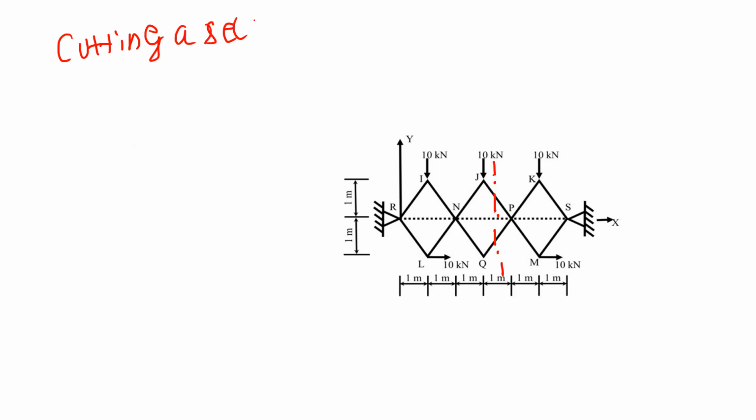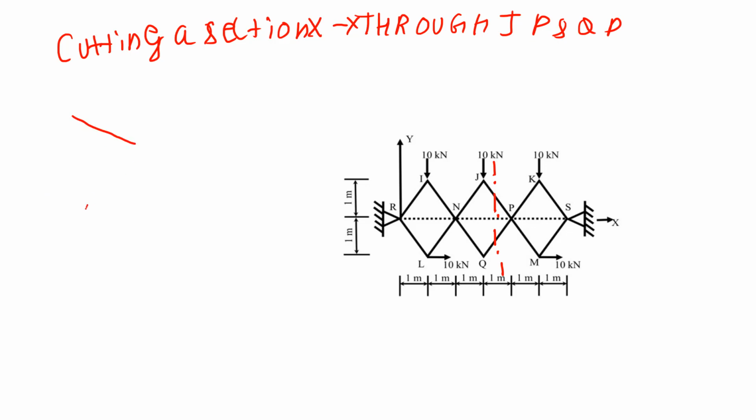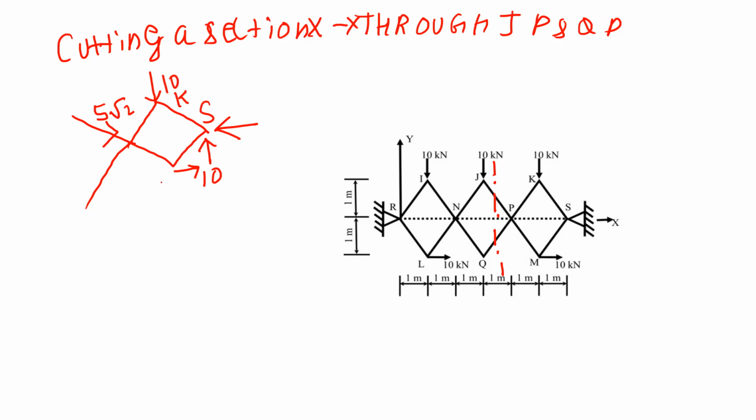Cutting a section XX through JP and QP, we get the structure like this. This will be one force, this will be the other force, and as we have already calculated, this is 5 root 2 towards the joint, and a 10 kN force would be acting like this. There will be 10 kN. This would be joint Q, this would be joint S, there would be the joint M, and this will be the joint P, and this will be a zero force member.